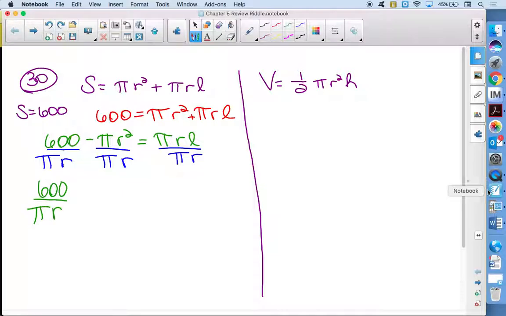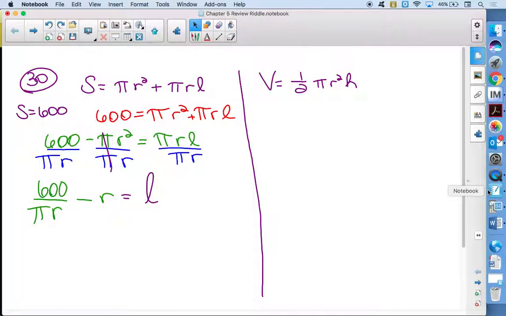Just keep the pi in the problem. Don't make it a crazy decimal. But what does the second term become? We have pi r squared divided by pi r. What's left, Emily? Minus r. Yeah, just a minus r, because our pi's cancel, and then r squared divided by r is just r. And that's now equal to L.